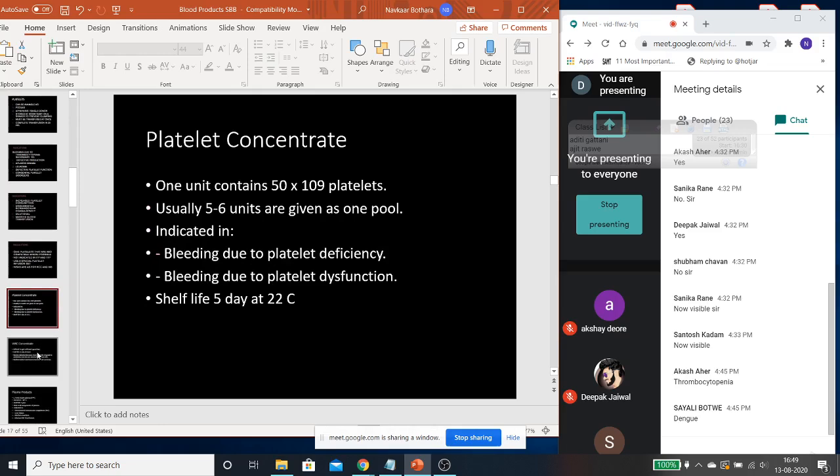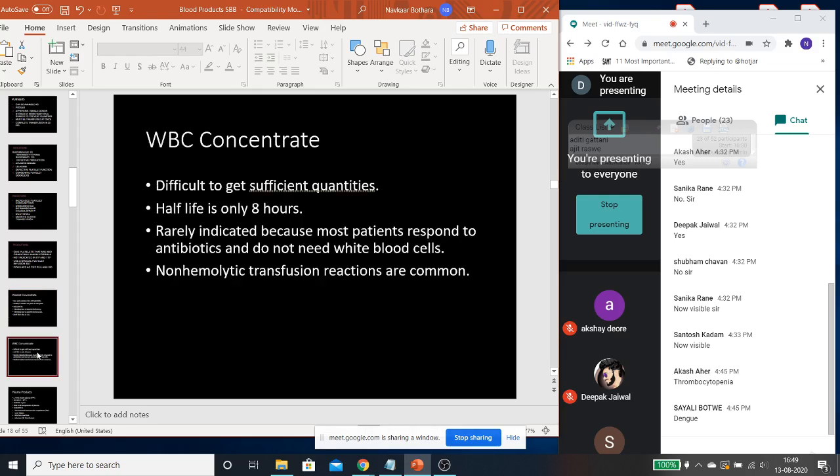Okay, so platelets we have already seen. Next is WBC concentrate. It is difficult to get sufficient quantities. Half-life is only 8 hours. Rarely indicated because most patients respond to antibiotics and do not need white blood cells. Non-hemolytic transfusion reactions are common with WBC concentrate.